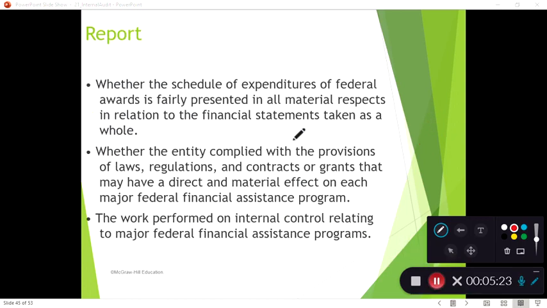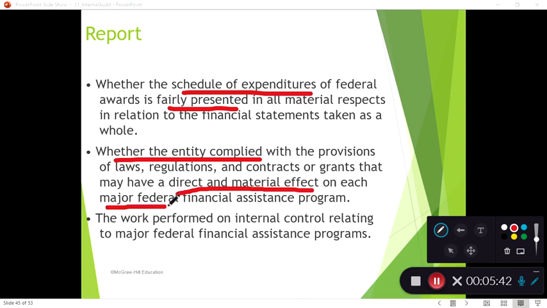And so when you're reporting, again, you have to do that schedule of expenditures, and then basically give an opinion whether that's fairly presented, and whether you also have to report on, as an auditor, whether the entity complied with those provisions of the laws, regulations, and contracts that have a direct and material effect, specifically on each major program, right? And then making sure that they're looking at internal controls over these programs, just like normally we evaluate internal controls over financial reporting. Now we just have to do an additional report, as auditors, on internal controls over these programs.